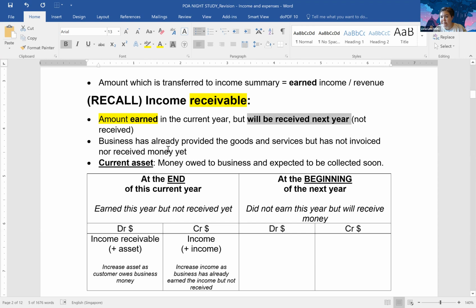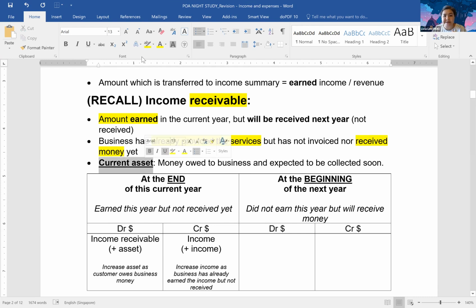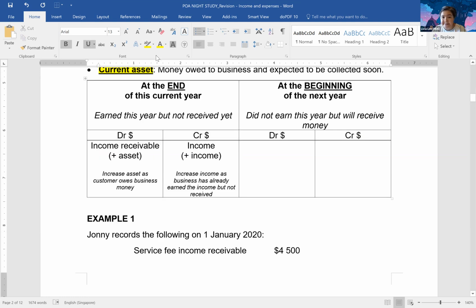So what does it mean to the business? Actually, the business already provided the goods and services. Okay, in this case, just services. The business already provided the services, but the business has not invoiced it, or the business has not received the money yet. Now, because I am going to receive the money next year, this is known as a current asset. All right, the money is owed to the business and it is expected to be collected soon. Now, this poses a problem to the business at the end of the financial year.